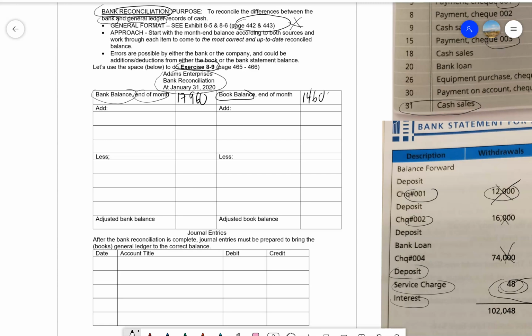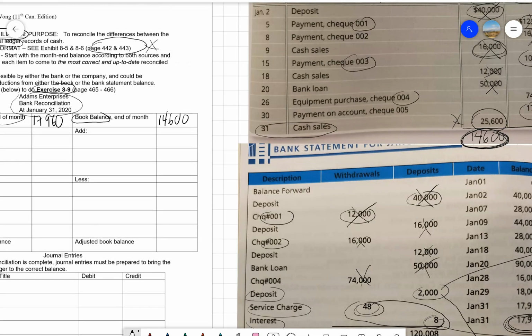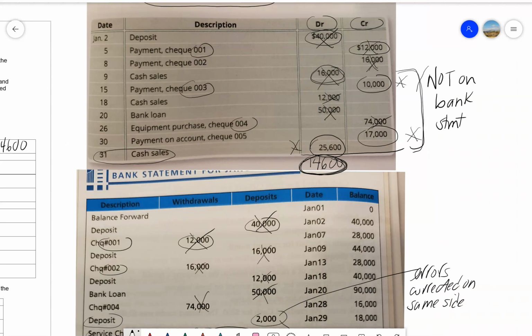Now, everything that we put on this side, on the bank side, are things that are on the books, but not on the bank statement. Things that are on the general ledger cash account are books, but not on the bank statement. So these are the items up here, the items that are not on the bank statement. So we have to add this deposit, and we have to subtract these two checks. So let's just do that.